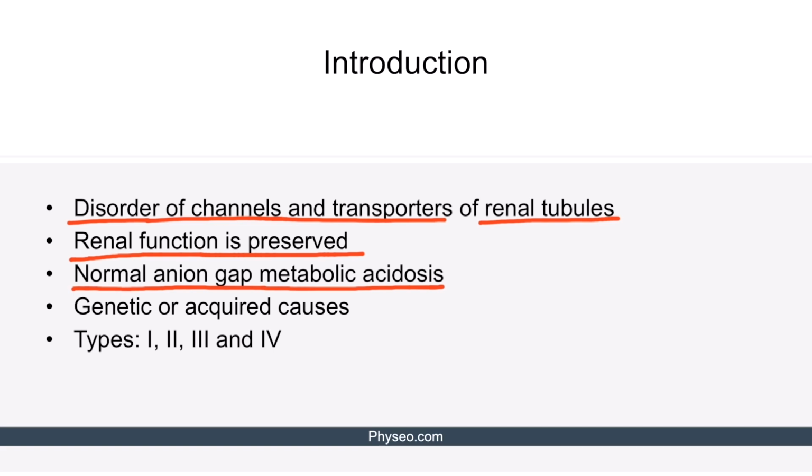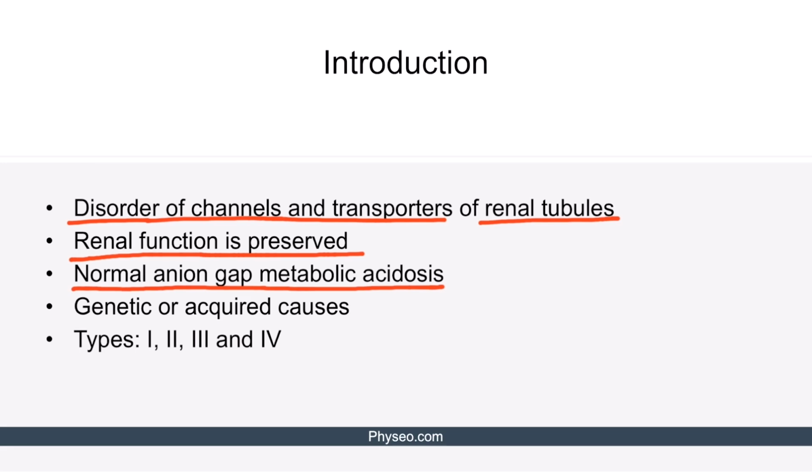Remember the common mnemonic HARD-AS to recall the causes of normal anion gap metabolic acidosis, where H stands for hyperalimentation, A stands for Addison disease, R stands for renal tubular acidosis, D stands for diarrhea, A stands for acetazolamide, S for spironolactone, and the final S stands for saline infusion.